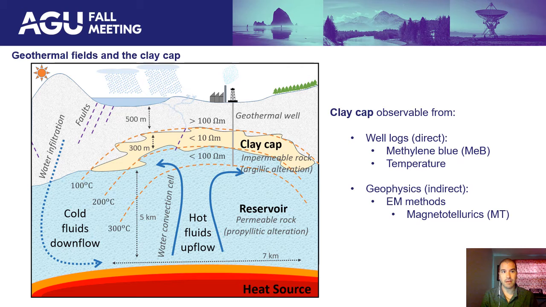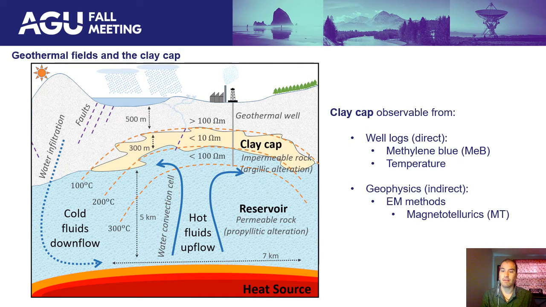So, the clay cap in geothermal exploration can be observed, as I said, by direct or indirect measurements. In terms of the direct ones, we usually use well logs, where we can infer the presence of the clay cap from the methylene blue titration technique, which is an indicator of the clay content in the well, and also using temperature profiles. Because the shape of the temperature profile can give you inferences of the type of heat transfer that is being conducted in that particular section.